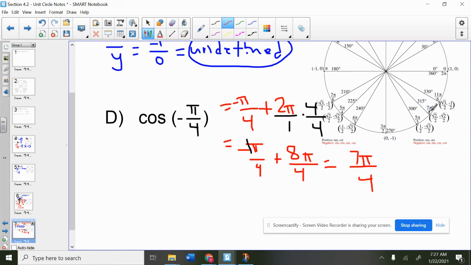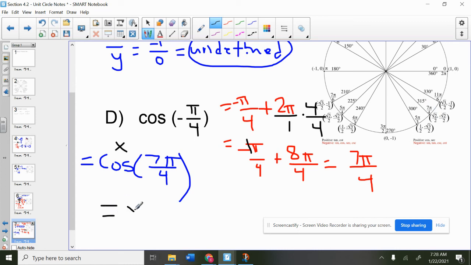And 7 pi over 4, I do have on my unit circle. So that means that the cosine of negative pi over 4 is the exact same thing as the cosine of any coterminal angle. In this case it is 7 pi over 4. So remember, cosine is just dealing with my x value based upon those things you wrote down. So if I go over here to 7 pi over 4, the x value is just radical 2 over 2.